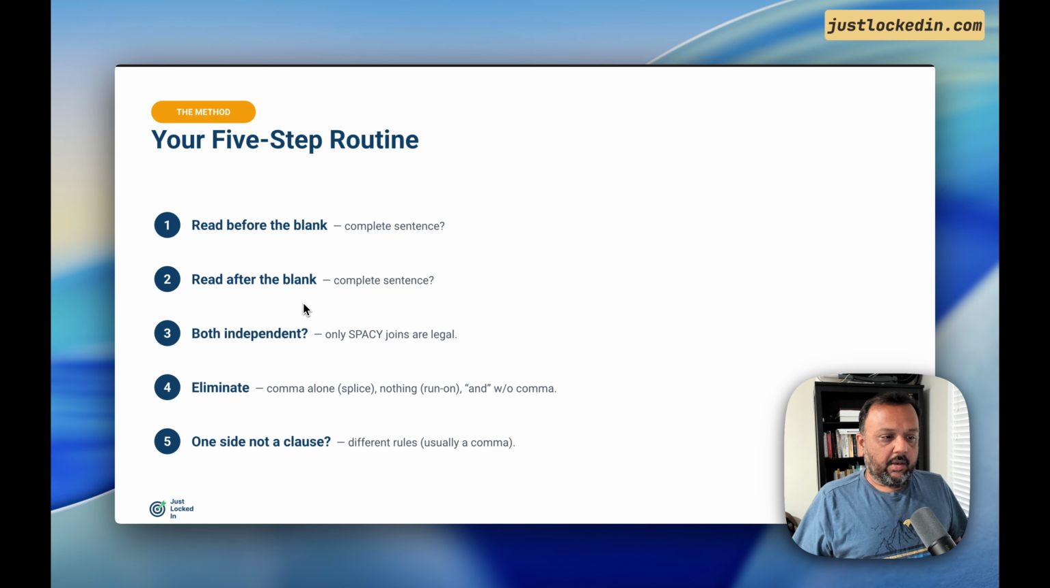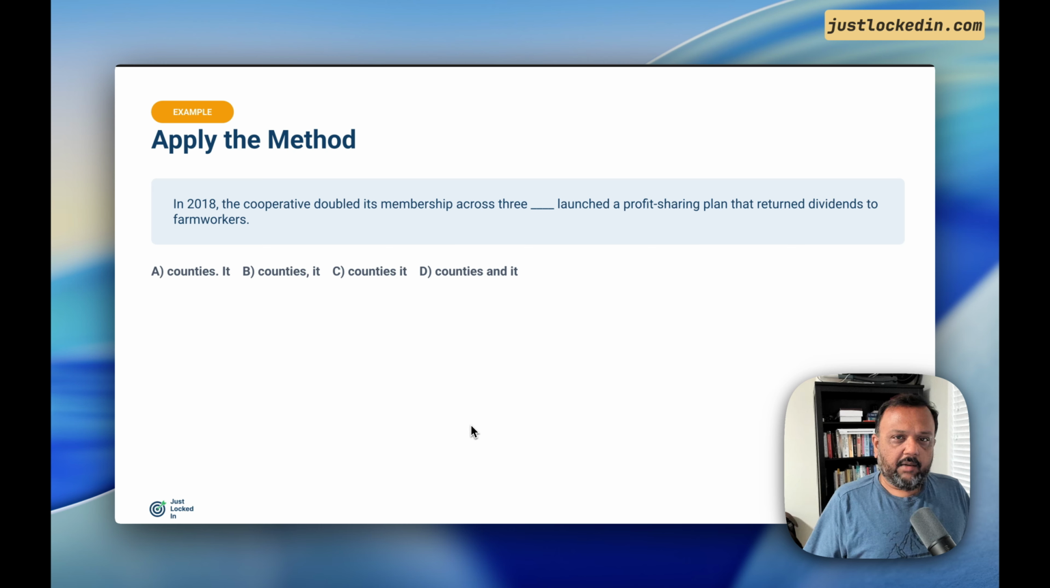If both form complete sentences, then you know they are both independent clauses, and therefore the SPACY rules apply. Then go through all the options. There will be only one option that employs the SPACY rule correctly, and you eliminate all the other options. That is what you do. That's the algorithm that you religiously follow, and you would always get your answer correctly. This is the method that we are going to follow to solve a number of questions.